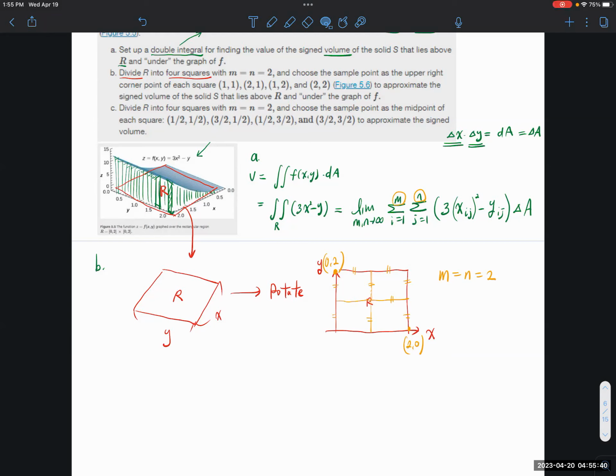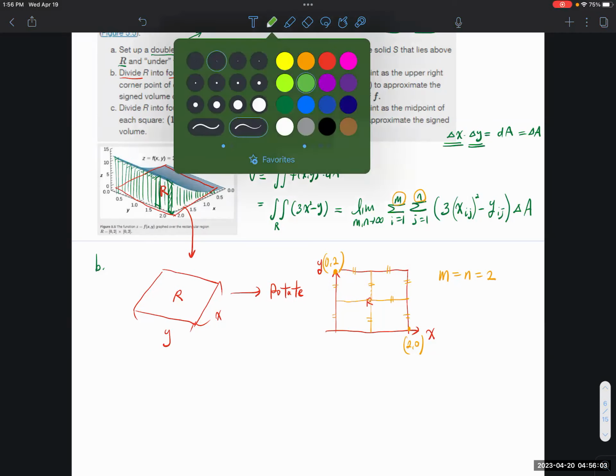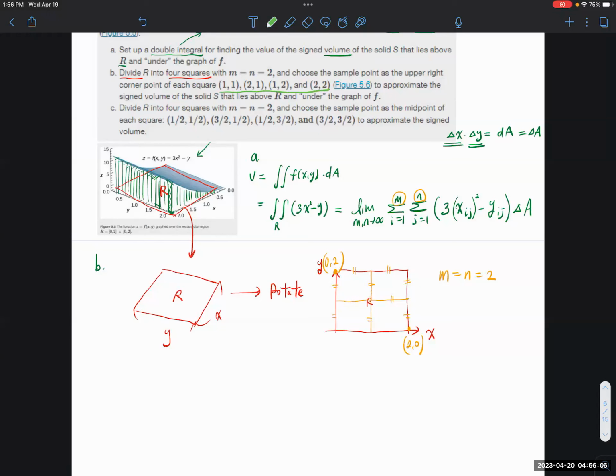So divide R into 4 squares, and the ending number of each m and n is 2. So we know where they stop, 2,0 on the x-axis, 0,2 on the y-axis, and choose the sample point as the upper right corner point of each square. So actually, they give you a more specific point, the corner point. So these are corner points. Since this is equal side, automatically you can fill it. This is going to be 1,0 because everything is equal side, which is 1.